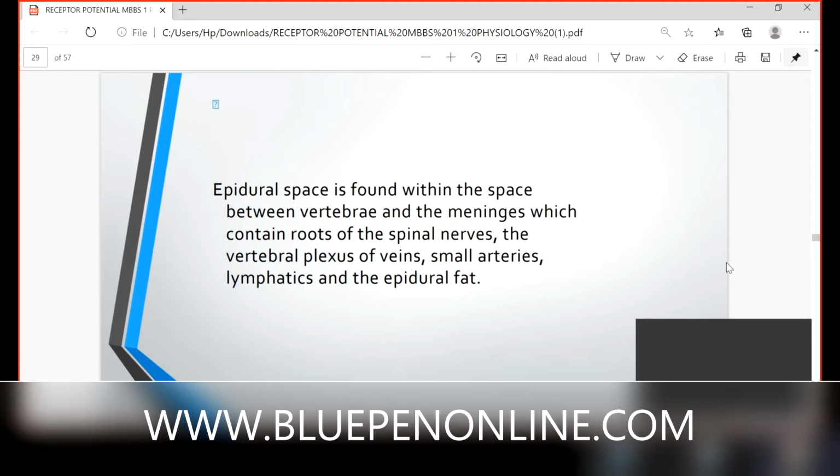The importance of this epidural space is that it contains the roots of the spinal nerves, the blood supply, that is the veins, arteries, lymphatics, and the epidural fat. That is the importance of this epidural space. It is through this that all these are conveyed.